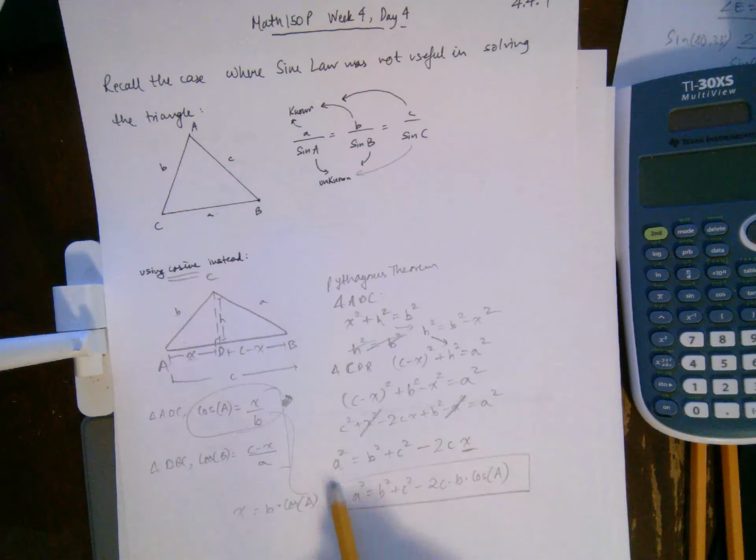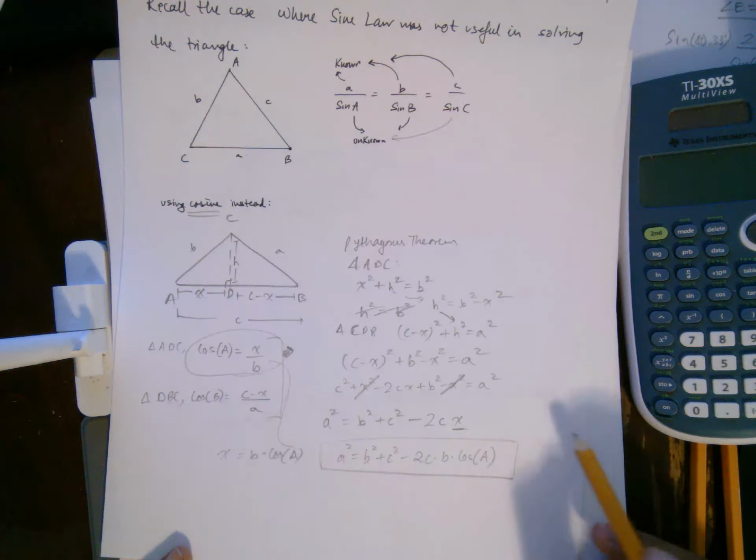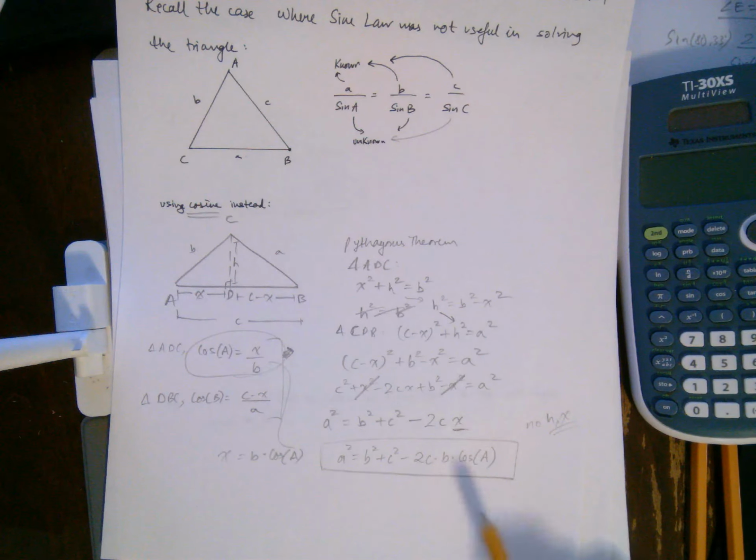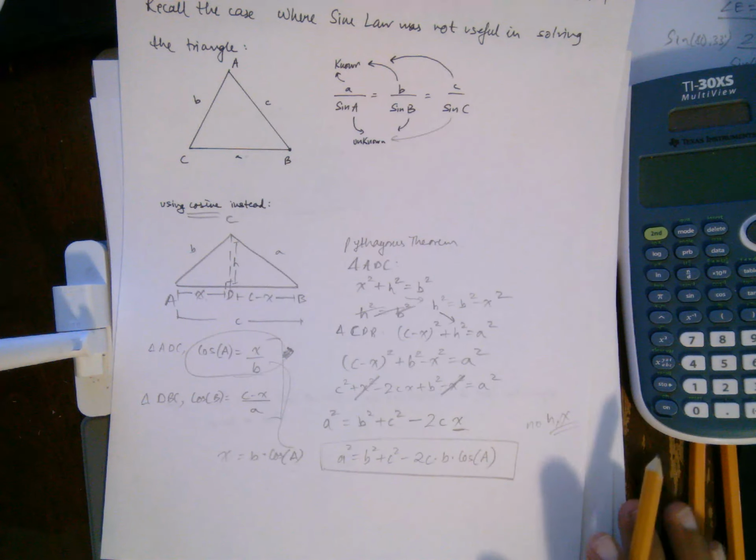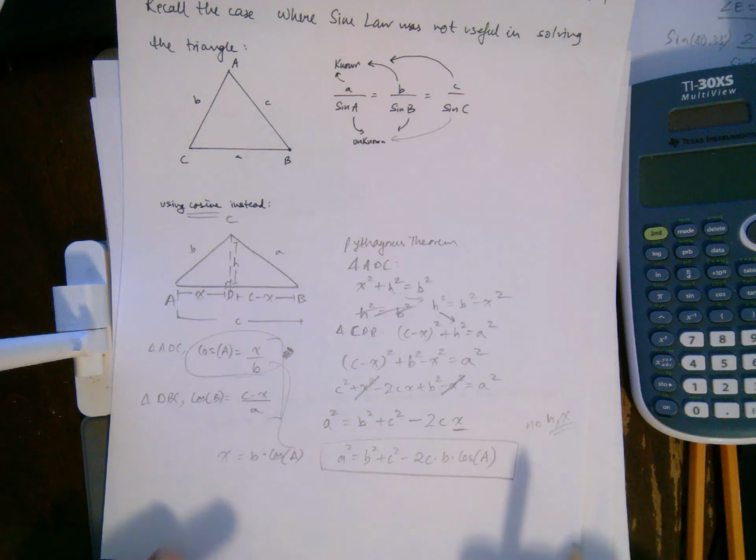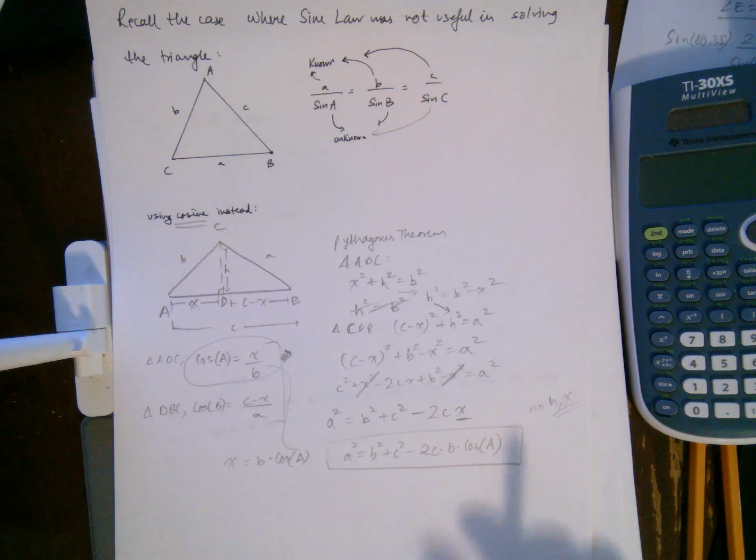And this is called the cosine law. There are no h or x's here, right? So it depends solely on the sides of the triangle. It looks complicated, but there is an inherent symmetry in it, so it's very easy to remember.